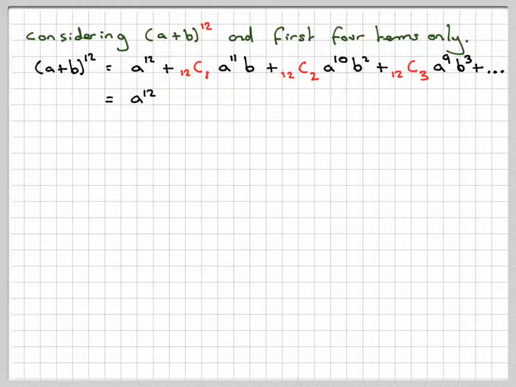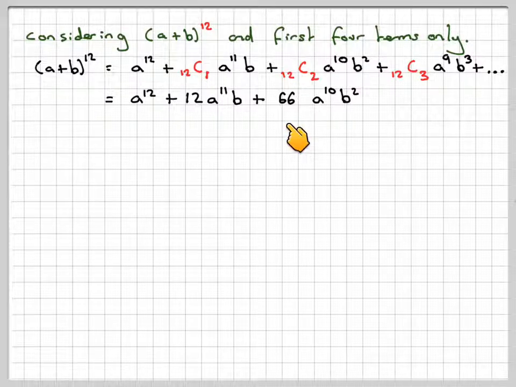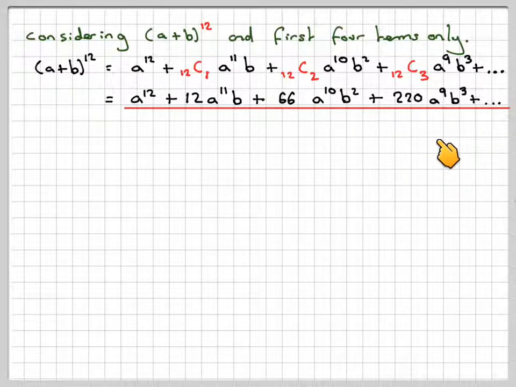So the first one's a to the 12. 12C1 we should know is 12 a to the 11 b. And then perhaps we need to use our calculator. 12C2 is 66 a to the 10 b squared. And 12C3 is 220 a to the 9 b cubed.